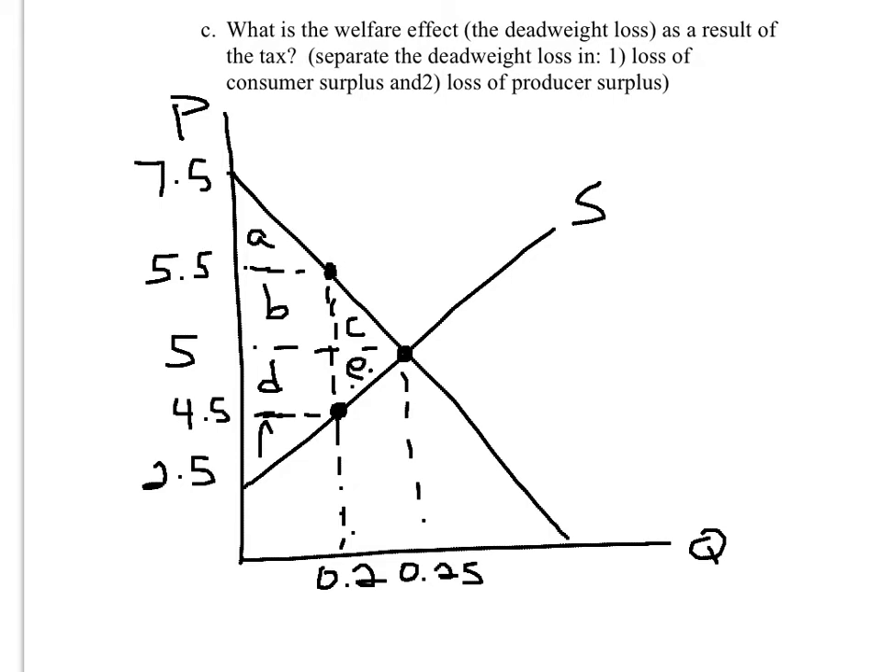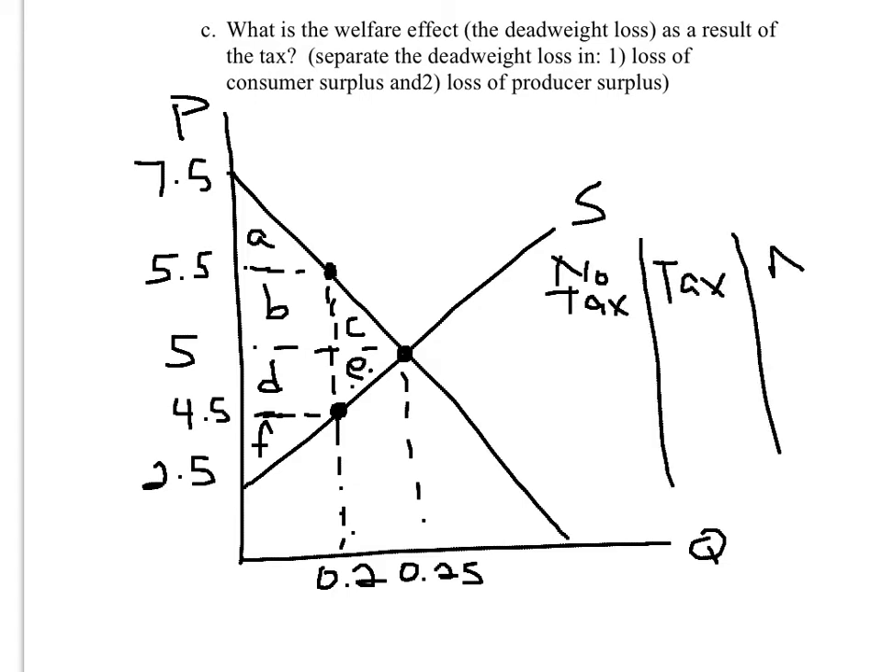Alright, so now let's see what the changes in surplus is. So let's do no tax, tax, and then the change. Alright, so let's do consumer surplus first. When there's no tax, the price is 5, so consumer surplus is the area between 5 and the demand curve, so it's A plus B plus C.